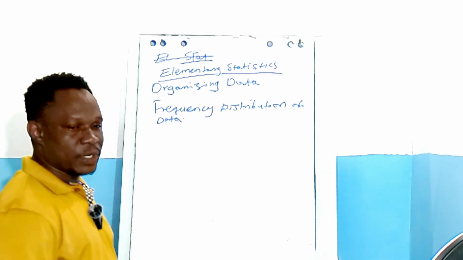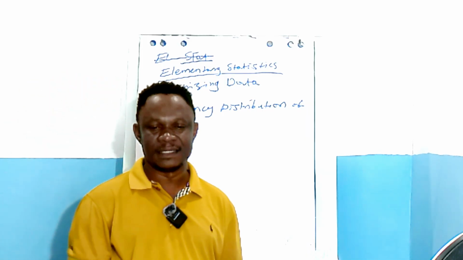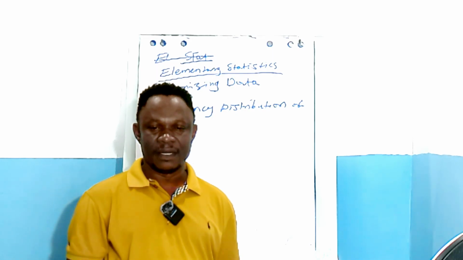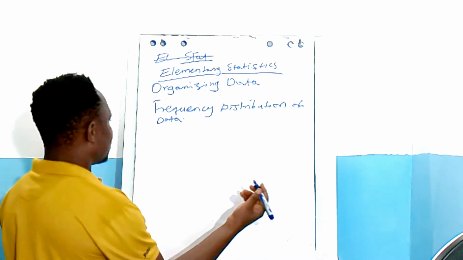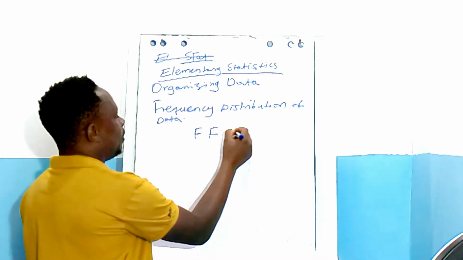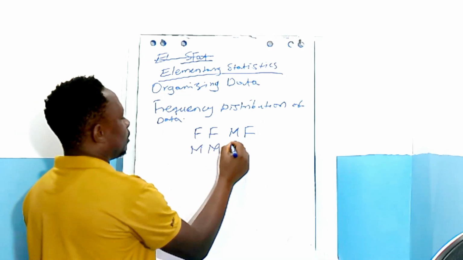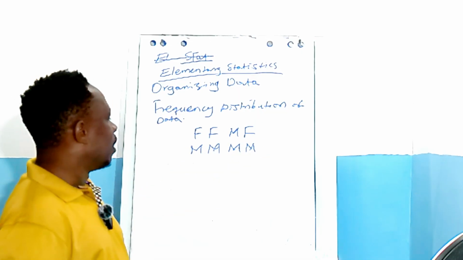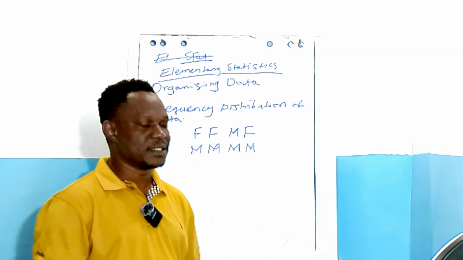Take, for instance, we collect information on student gender. So a student could be a male or a female. If we sample maybe 8 students, maybe female, female, male, female, maybe male, male, male, and male. How do we look at this data and make sense out of it or interpret it easily?